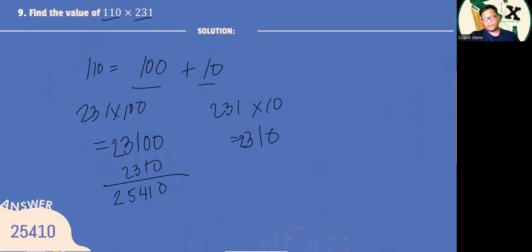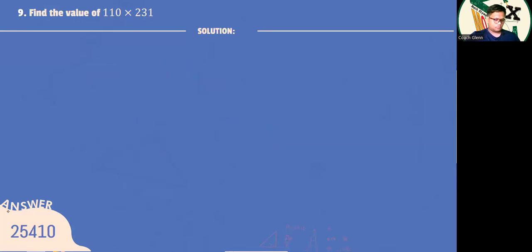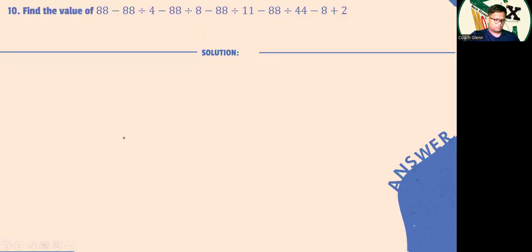So let's have the next problem. Find the value of 88 minus 88 divided by 4 minus 88 divided by 8 minus 88 divided by 11 minus 88 divided by 44 minus 8 plus 2.